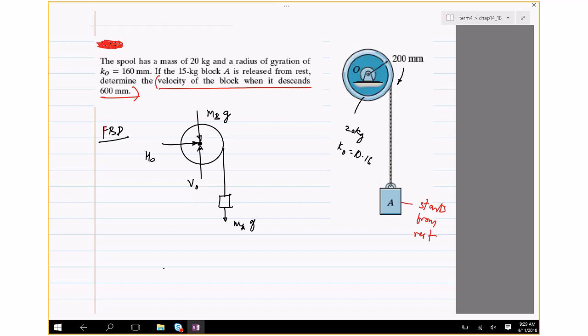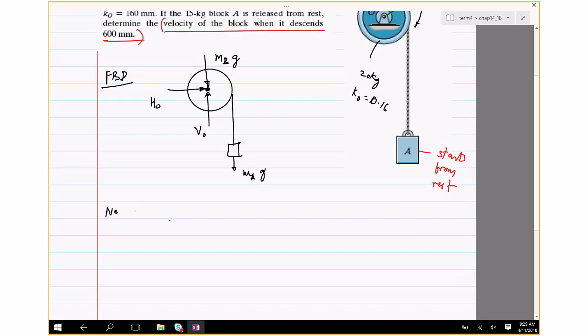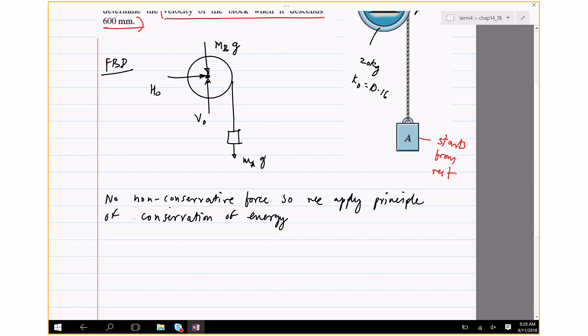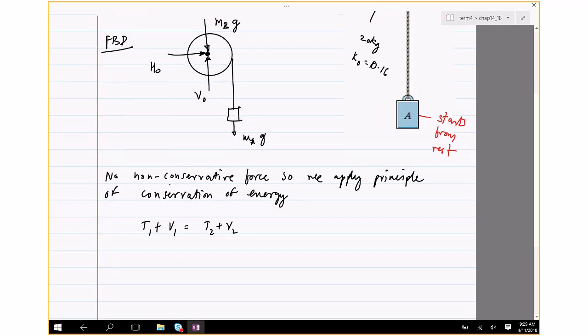So no non-conservative forces. So we apply the principle of conservation of energy, so T1 plus V1 equals T2 plus V2. Okay, so the system starts from rest, so T1 is 0.